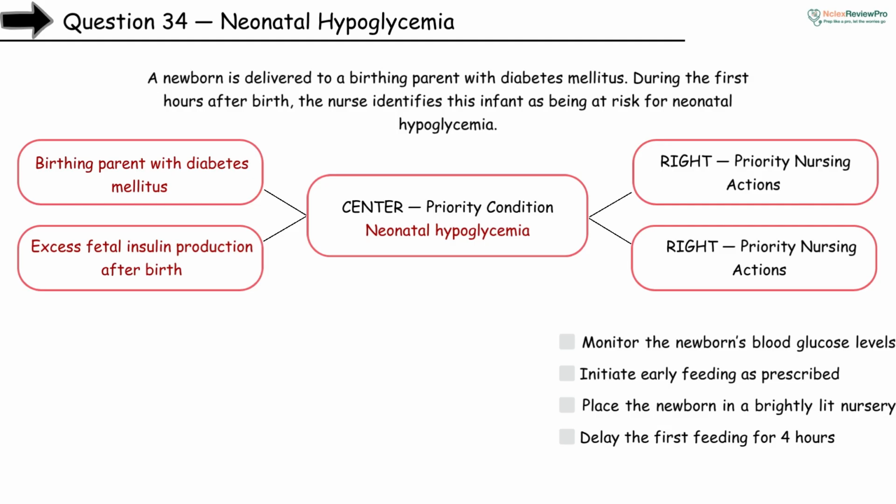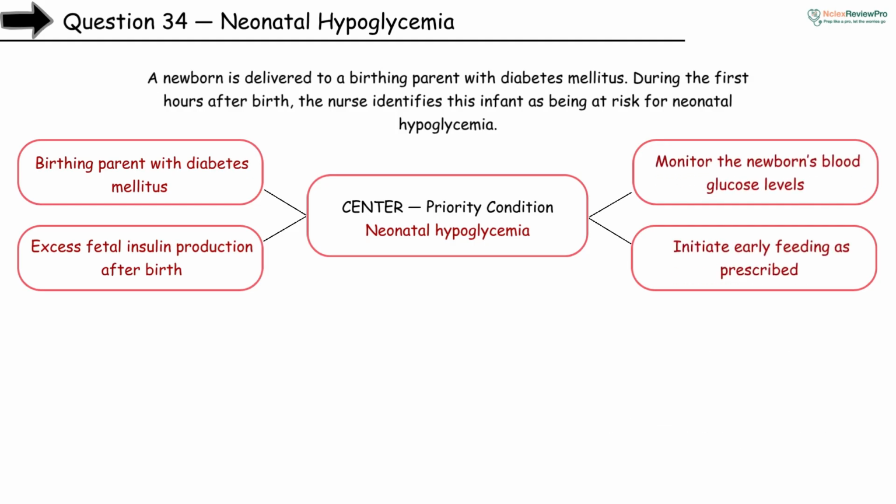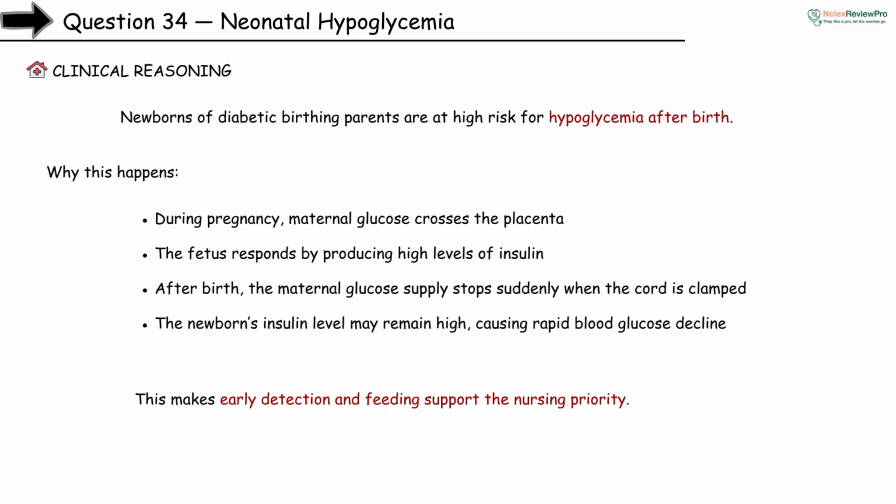The correct answers are monitor the newborn's blood glucose levels, initiate early feeding as prescribed. Monitoring allows early detection, and feeding is the first-line intervention to stabilize glucose. Now let's break down the clinical reasoning. This is all about physiology. High maternal glucose during pregnancy leads to fetal hyperinsulinemia. Then after birth, glucose drops, insulin stays high, hypoglycemia.